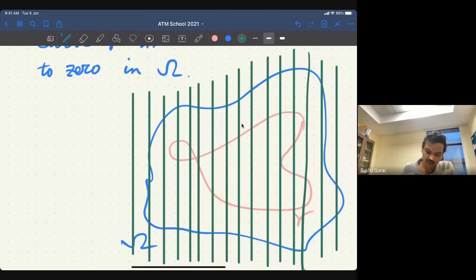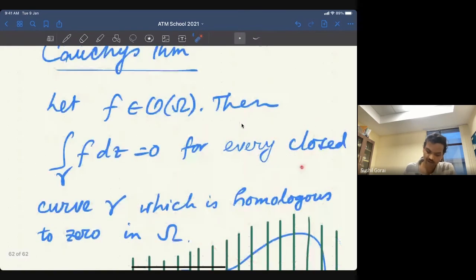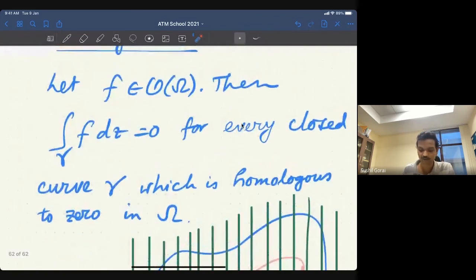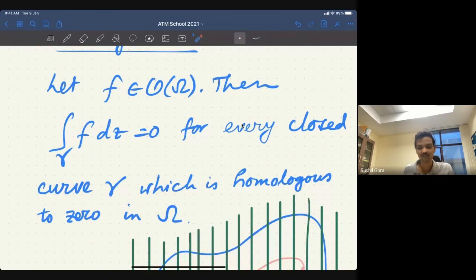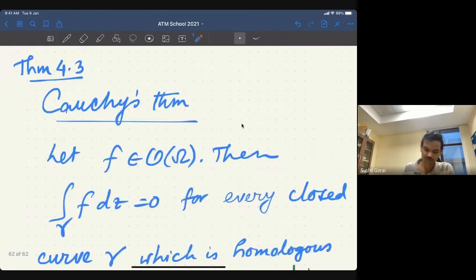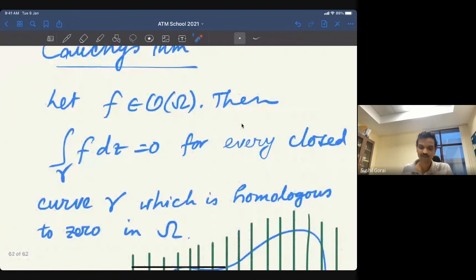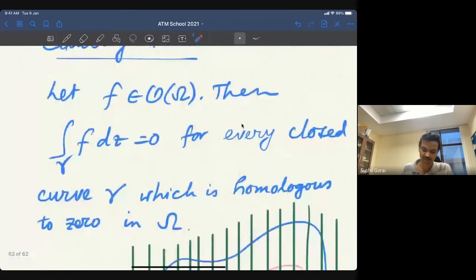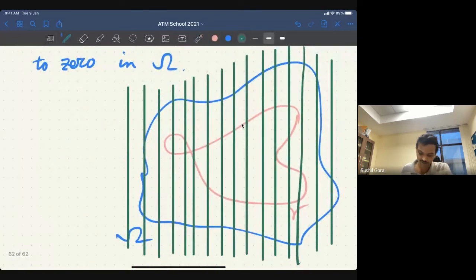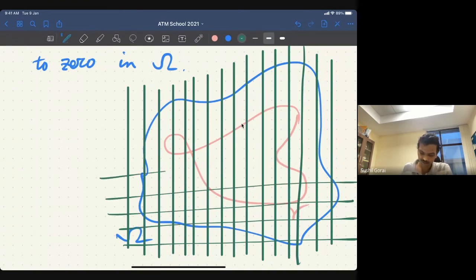By the way, note that if we prove this statement, we can prove that if gamma is homotopic to 0, then also the integration is 0, right? Because of the previous remark. All right. So this is what we need to prove, actually, to prove the homotopy version of Cauchy's theorem. So the first thing is, as I said, put a net of squares.